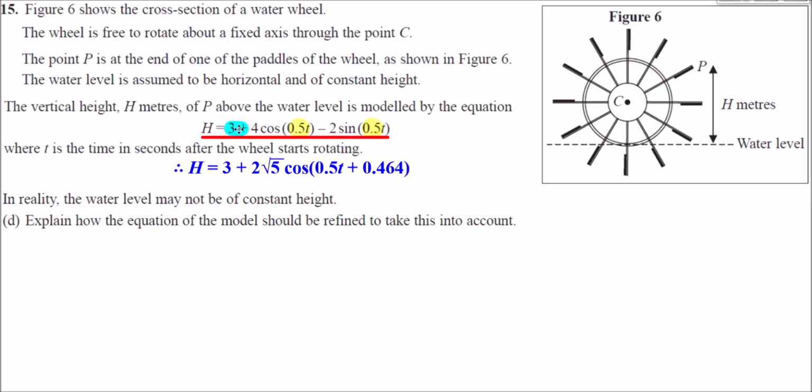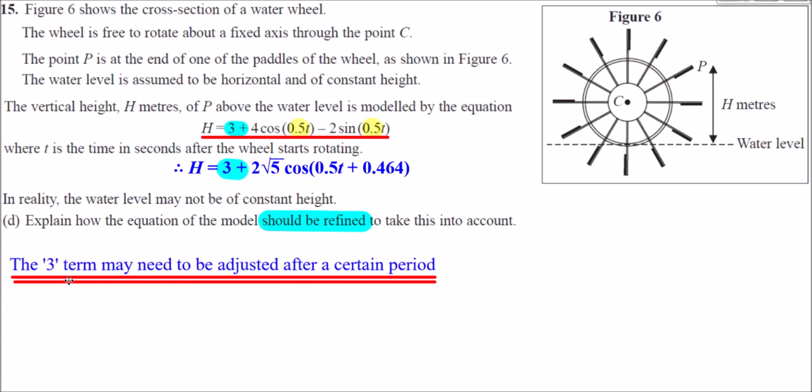For example, it might be a low tide or a high tide or who knows what, or flooding. So that 3 might need to be adjusted from time to time. And that's what we need to say for getting our mark. So something along these lines: the refining step needs to come from this constant 3. Essentially, we might just need to say the constant term 3 may need to be adjusted or refined after a certain time period. And that's all there is to it, really.